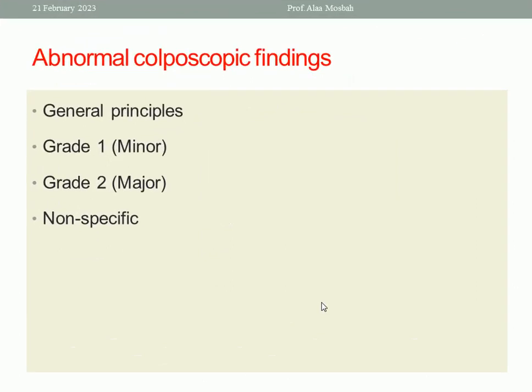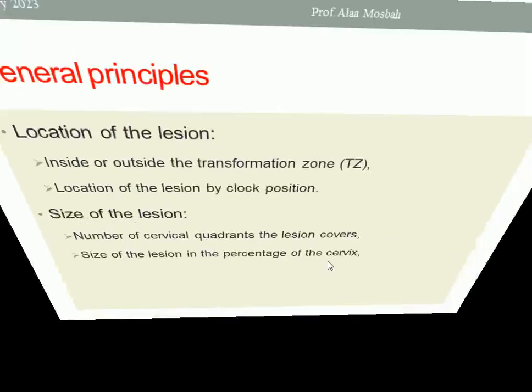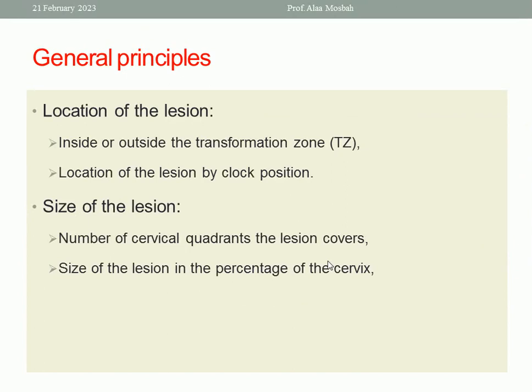Okay, what about the abnormal colposcopic findings? Let us go through the general principles: grade 1, the minor lesions; grade 2, the major lesions; and the non-specific lesions or signs, okay? What is important in the general principles? You should locate the lesion. Is it inside or outside the transformation zone? Also, you should describe it by clock position. You can say at 12 o'clock, at 8 o'clock, at 7 o'clock, and so on. So, locate it by clock position, and describe whether it is inside or outside the transformation zone. Okay, this is for any lesion.